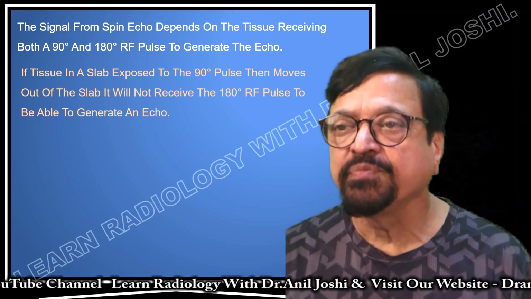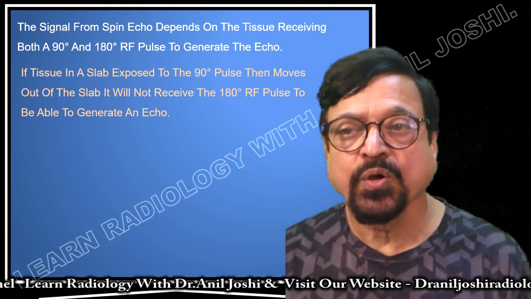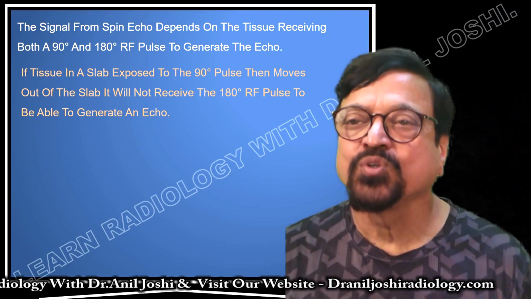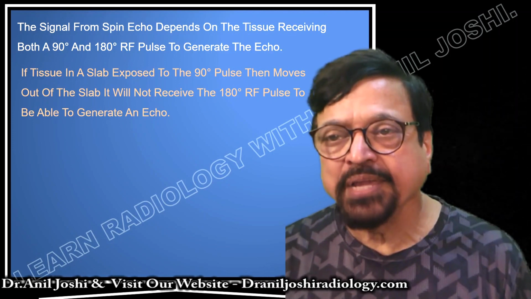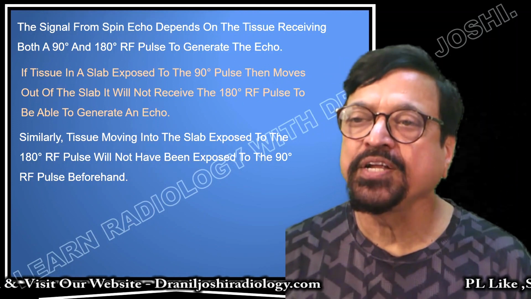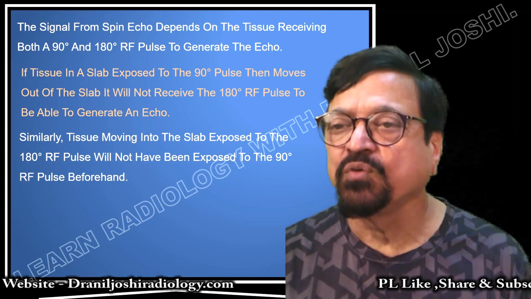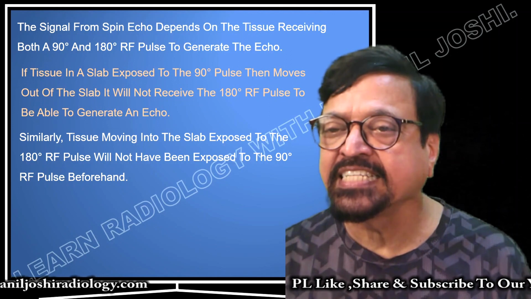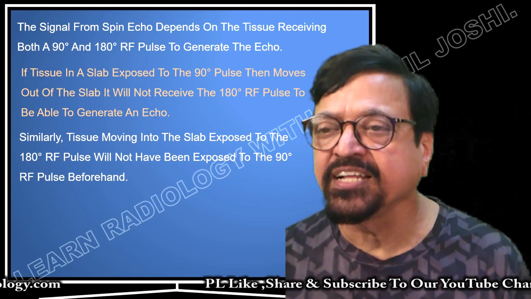The first tissue is the first slab that is exposed to 90 degrees, but it moves out by the time the 180 pulse is applied, so the 180 RF pulse will not be able to generate an echo. Similarly, tissues moving into the slab exposed to the 180 degree RF pulse will not have been exposed. I have shown you in a box. You can revert and see just now in the box, you can see the white circles.